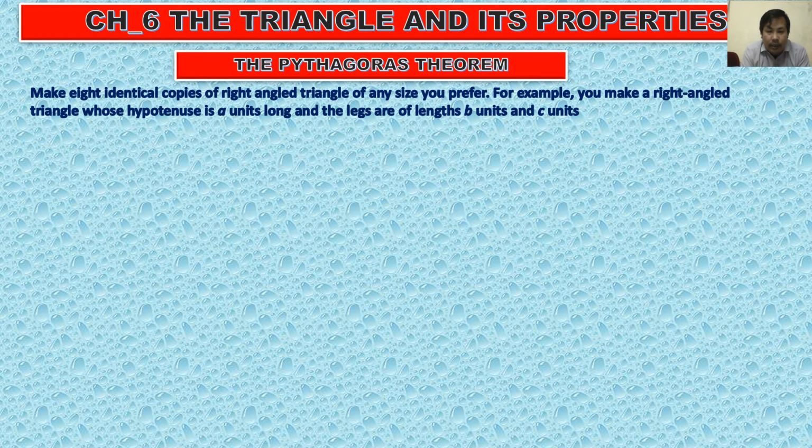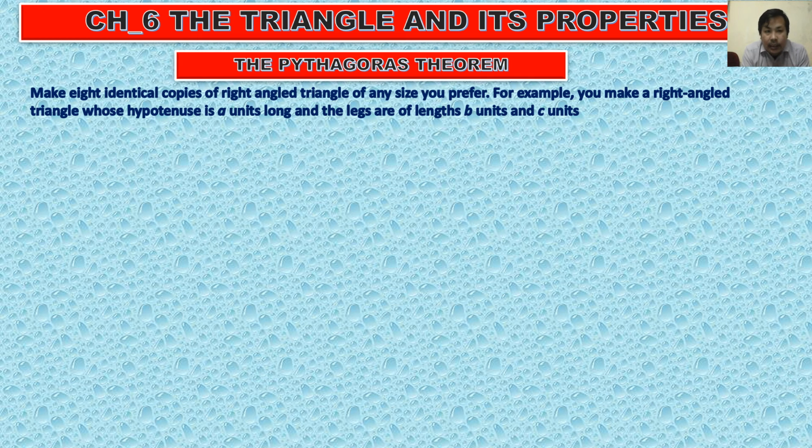To make sure of the proper derivation of the Pythagoras theorem, let us understand some more points here. That is, make 8 identical copies of the right angle triangle of any size you prefer. So here we are going to do a small activity to derive the formula to deduce the theorem.